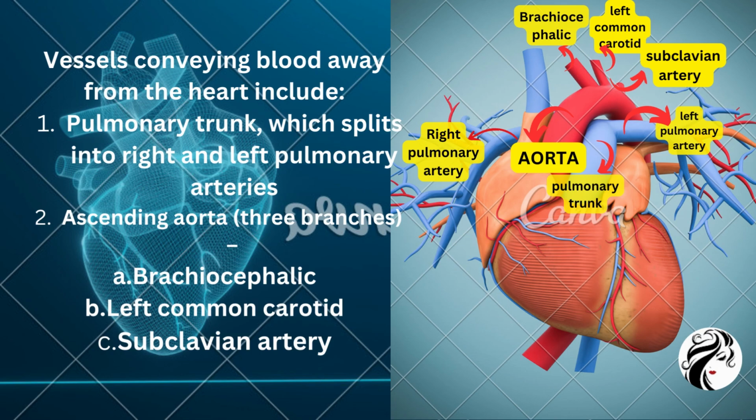So the vessels conveying blood away from the heart include the pulmonary trunk, which is split into right and left pulmonary arteries. As you guys will see, the right pulmonary artery and the left pulmonary artery, and the ascending aorta, which is the biggest red, as I highlighted, and it's divided into three branches: brachiocephalic first, then left common carotid, then the subclavian artery.